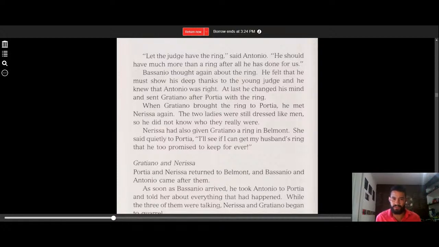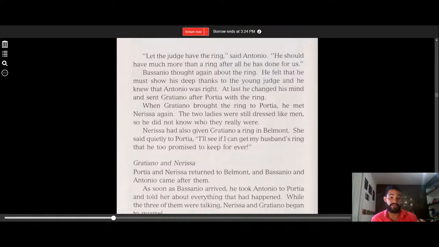Bassanio thought again about the ring. He felt that he must show his deep thanks to the young judge, and he knew that Antonio was right. At last, he changed his mind and sent Graciano after Portia with the ring. When Graciano brought the ring to Portia, he met Nerissa again. The two ladies were still dressed like men, so he didn't know who they really were.